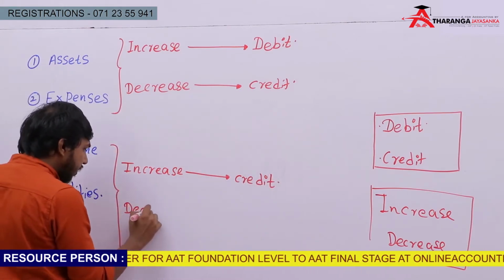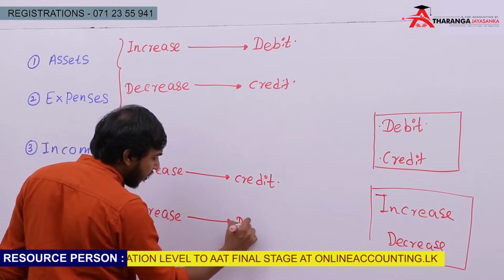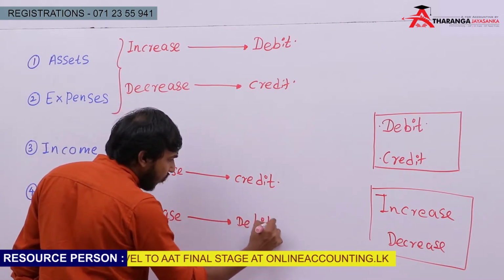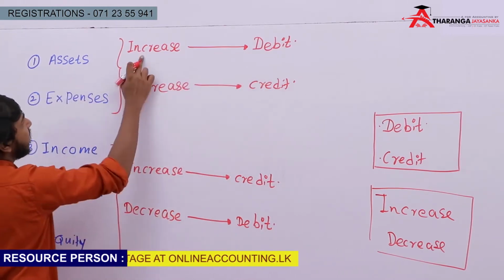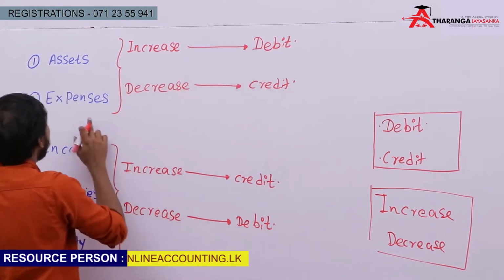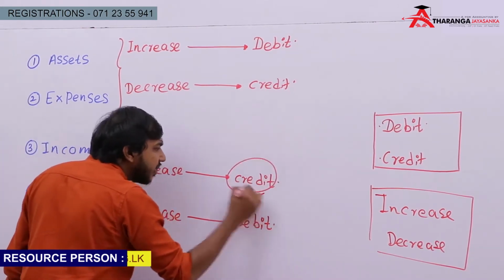Then decrease, it is what? Debit. Right? So if any asset is increased, it is debit. If any expense is increased, it's debit. If any income is increased, look here, it is credit.